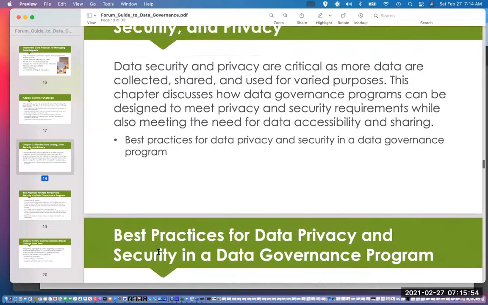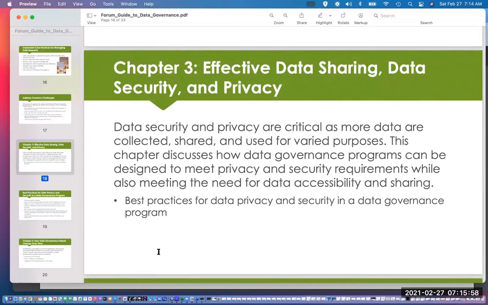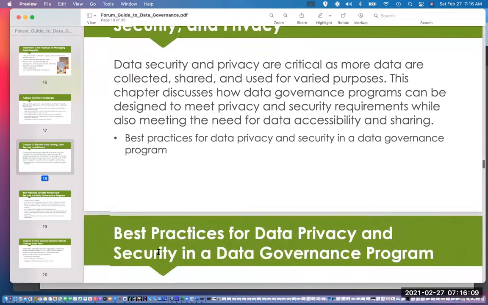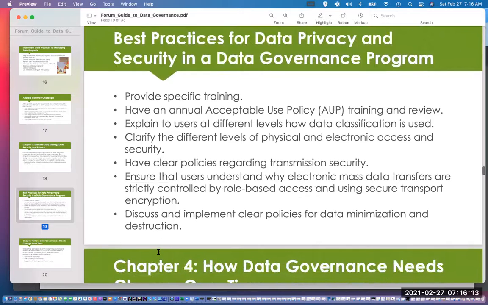Chapter 3, Effective Data Sharing, Data Security, and Privacy. Data security and privacy are critical as more data are collected, shared, and used for varied purposes. This chapter discusses how data governance programs can be designed to meet privacy and security requirements while also meeting the need for data accessibility and sharing.